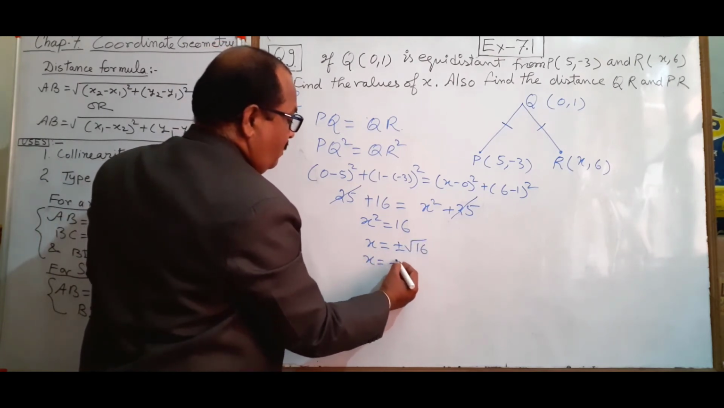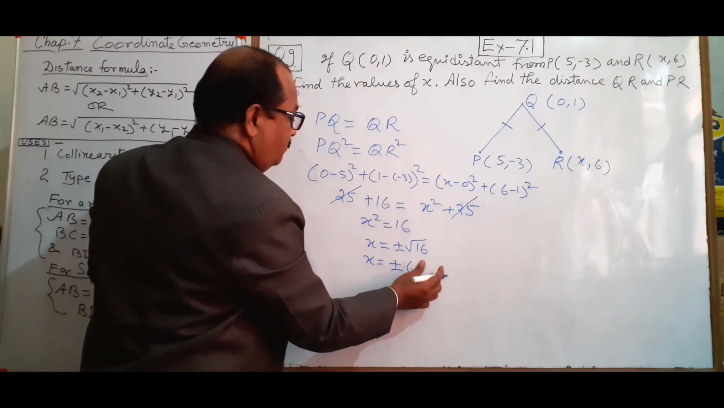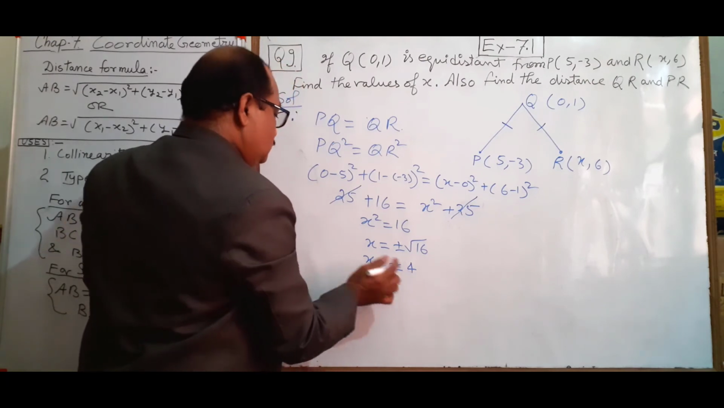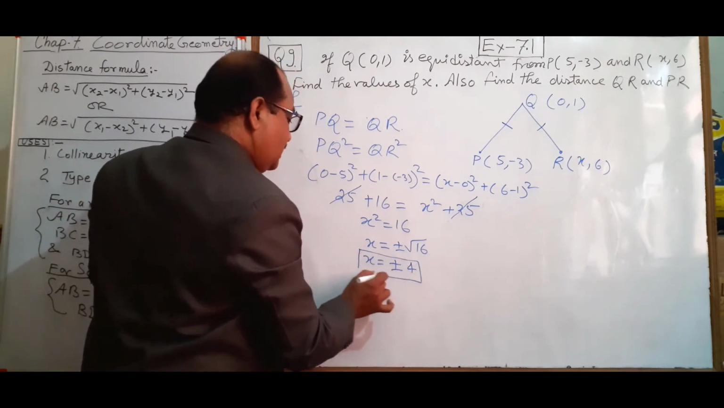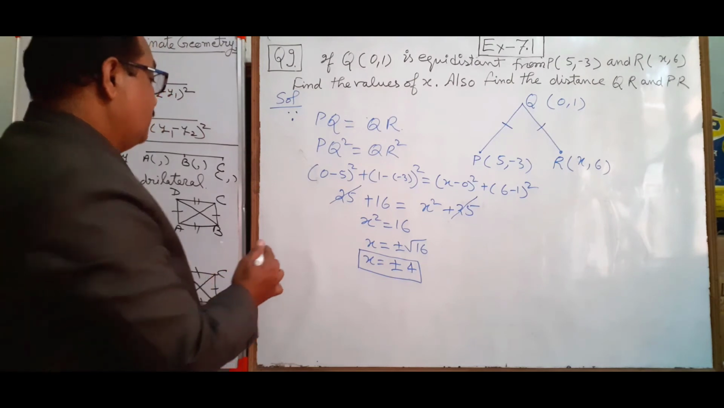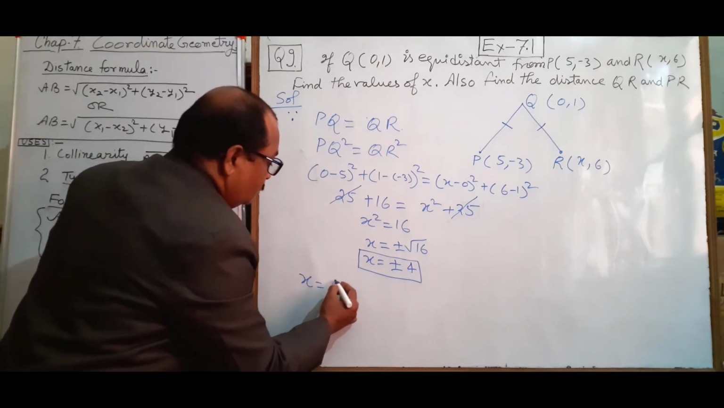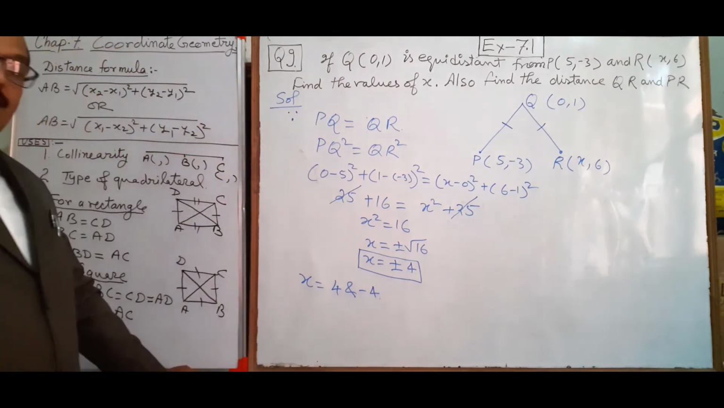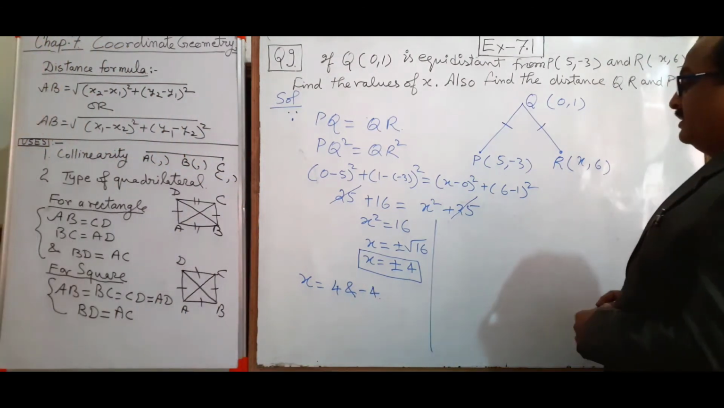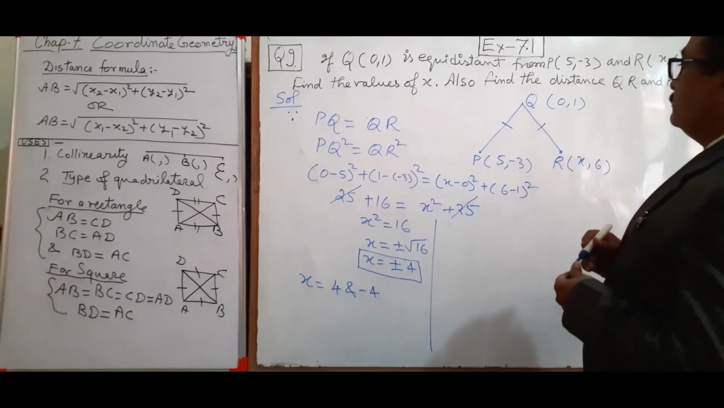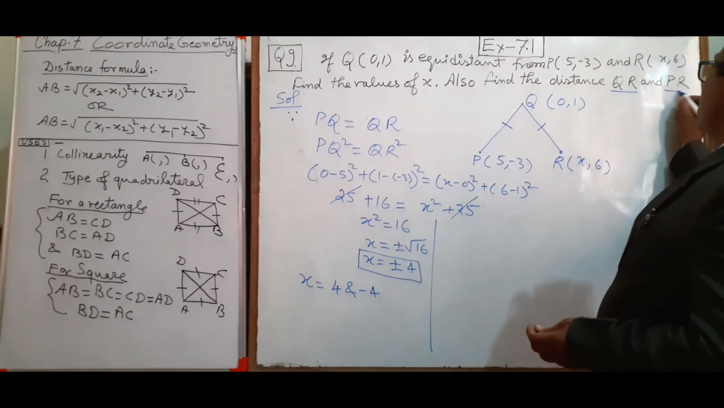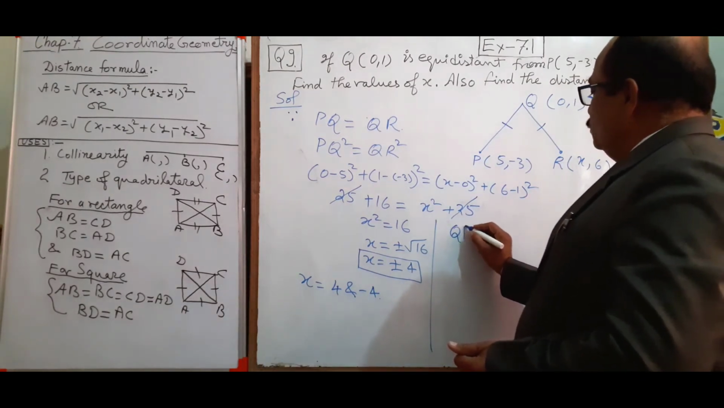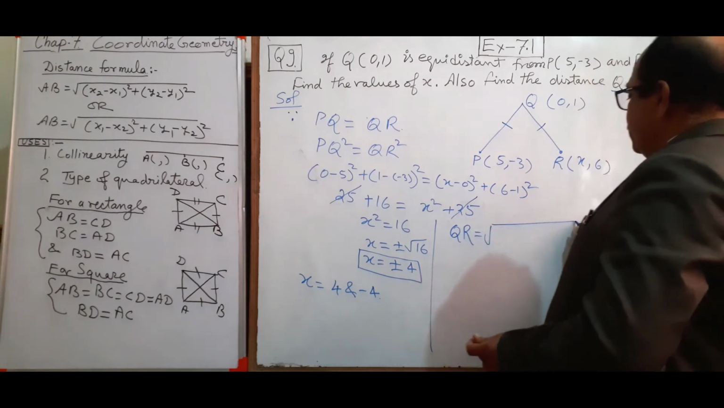So the value of x is coming 4, positive and negative both. So two values of x are coming: x is equal to 4 and minus 4. Two values are here. Now you can get the value of what is asked here, QR. You can calculate QR.